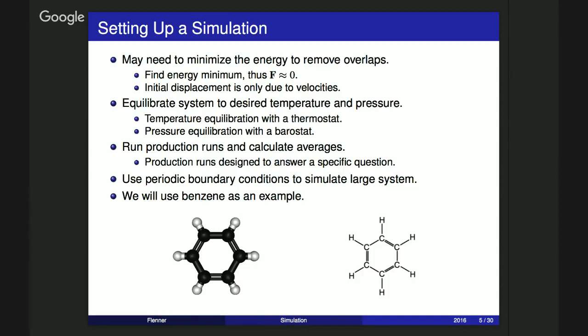Then you want to run your production run and calculate averages. And it's important to always keep in the back of your mind when you do these production runs: what is the question you're trying to answer? What are you trying to calculate? Because doing these runs in certain ways, it's important to design it so that you're able to answer your specific question. Sometimes people aren't quite sure what the question is yet, kind of feeling things out, but you really want to be careful with these runs.